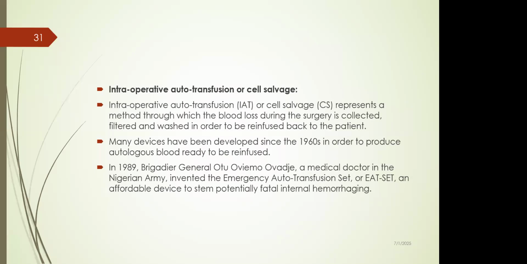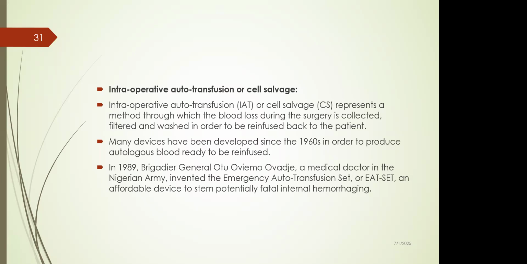Now, also in the intraoperative period, you can do intraoperative autotransfusion or cell salvage, where there's massive blood loss. Intraoperative autotransfusion or cell salvage represents a method through which the blood lost during the surgery is collected, filtered, and washed in order to be reinfused back to the patient. Now, many devices have been developed since the 1960s in order to produce autologous blood ready to be transfused.